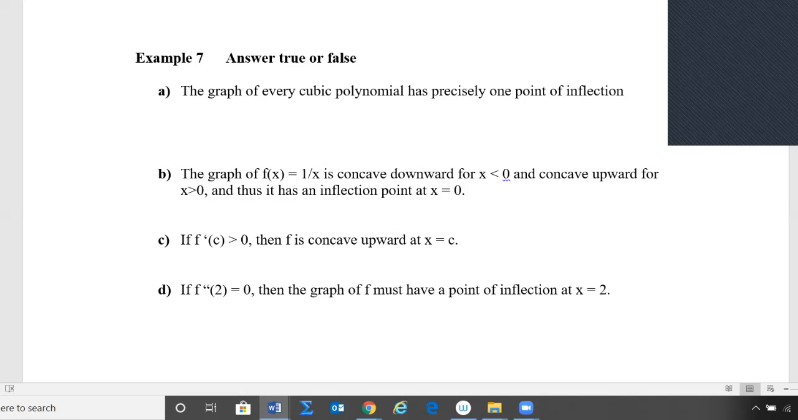Okay, a couple short ones here. Is this true or false? The graph of every cubic polynomial has precisely one inflection point. Well, let's see.